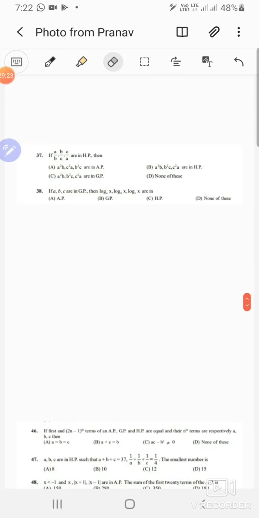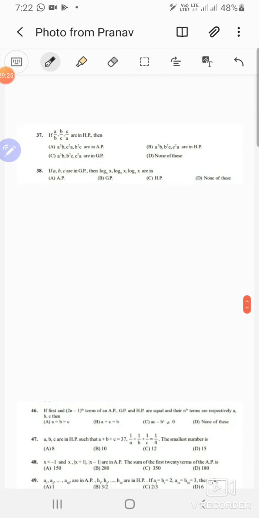Okay, let's go to the next question. If a/b, b/c, and c/a are in harmonic progression, then a squared b... okay, these are in harmonic progression. This might be multiple choice, who knows. So what can we do? We can just multiply by abc, and it will still be a harmonic progression, which means that a squared c, then b squared a, and c squared b should be in a harmonic progression.